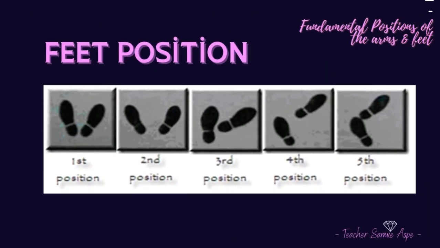Fundamental feet position. First position, heels together, toes apart with an angle of 45 degrees. Second position, stride sideward of about a pace or 1 foot distance. Third position, heel of 1 foot close to the instep of the other foot. Fourth position, 1 foot in front of the other foot about a pace distance. And fifth position, bring the heel of the front foot to touch the toe of the other foot.